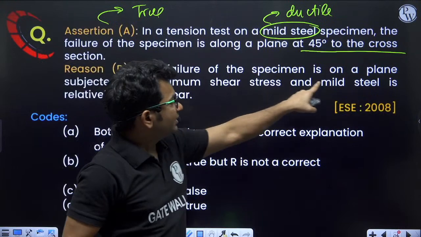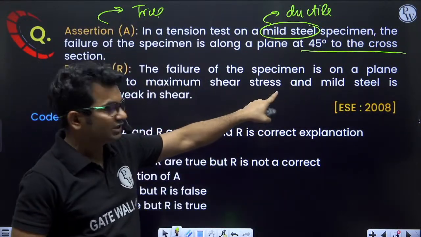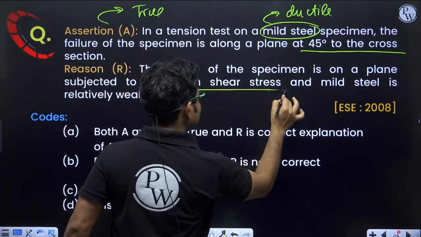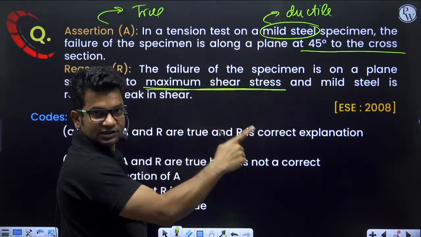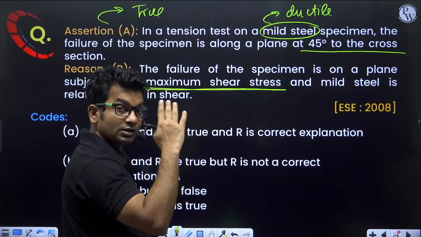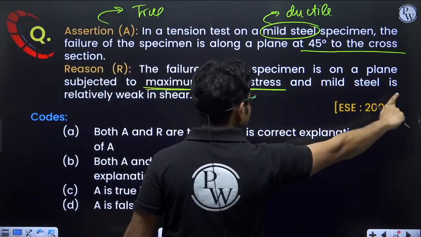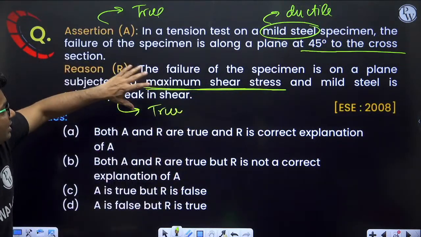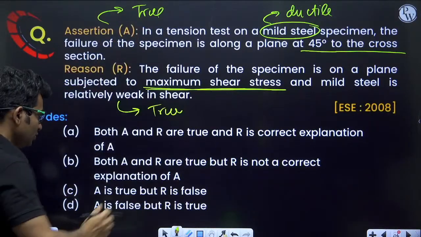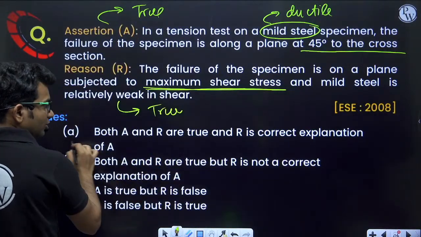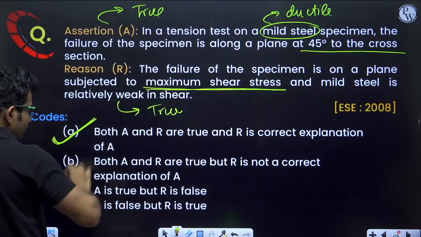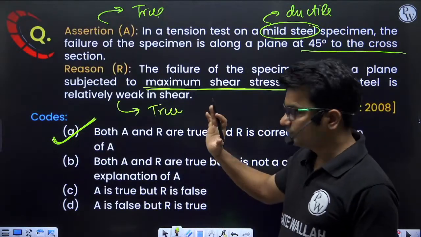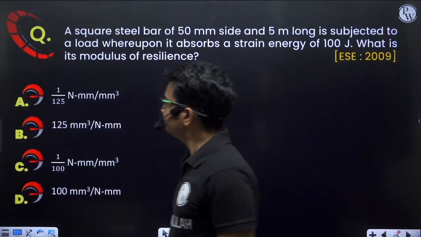Reason: the failure of the specimen is on a plane subjected to maximum shear stress. Yes, this is also correct. Failure is on a plane of maximum shear stress because ductile material is weakest in shear, and the maximum shear plane is at 45 degrees. Mild steel is relatively weak in shear. This is also true. Both statements are correct, and the reason explains the assertion. So both A and R are true and R is the correct explanation of A. Option A is the correct answer. Let's move on to the next question. I hope this is clear. If there is any doubt, you can ask anytime.